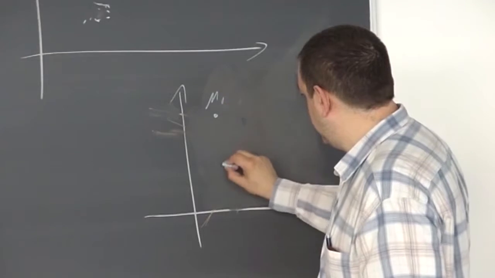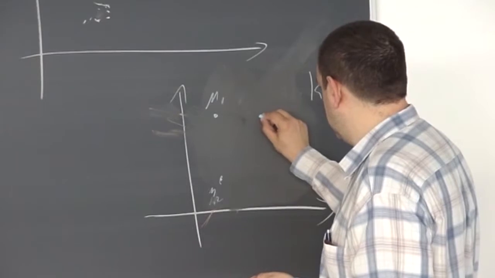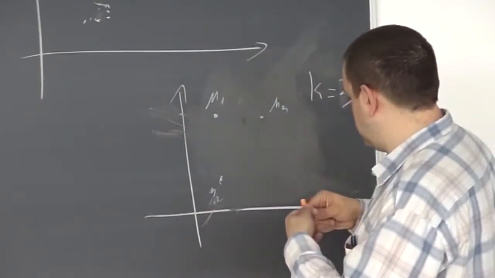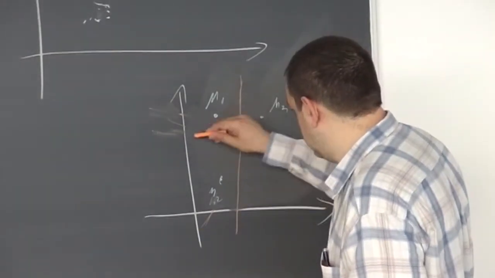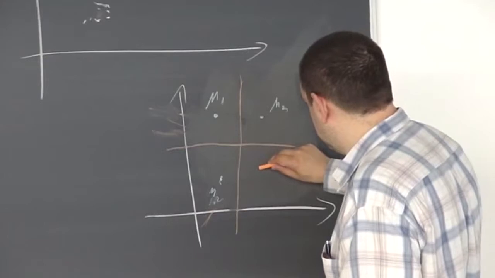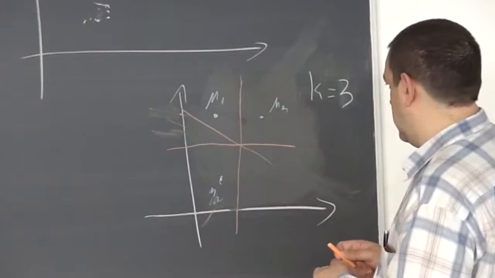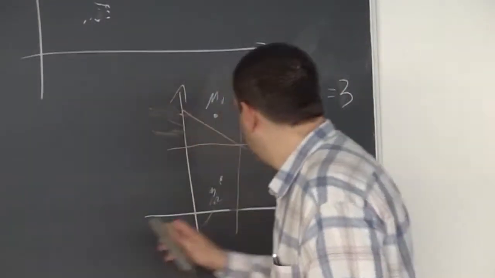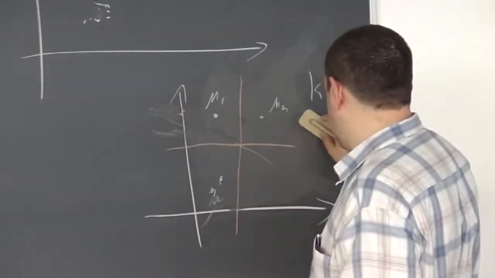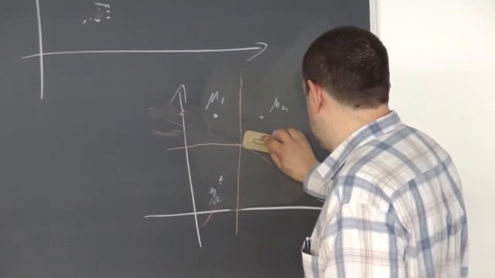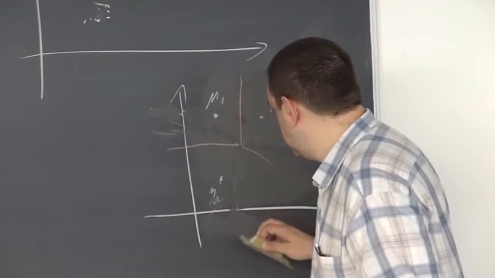So if mu1, mu2, and mu3 are like this, first like this. So actually the three domains are this, this, and this. Okay.